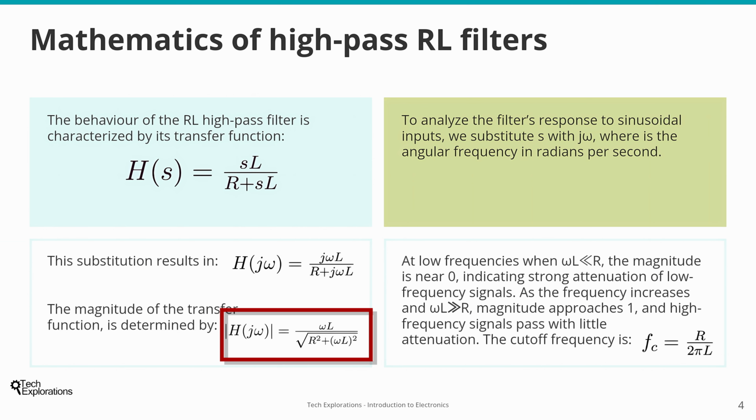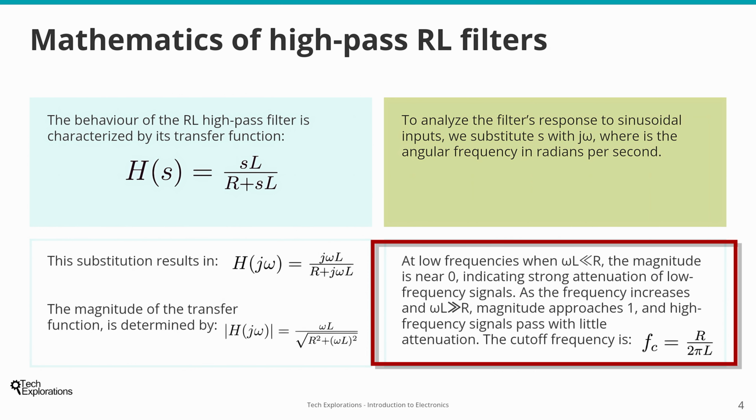At low frequencies, when ωL is much smaller than R, the magnitude is nearly zero, and that indicates strong attenuation of low frequency signals. As the frequency increases and ωL becomes much larger than R, then the magnitude approaches 1, meaning the high frequency signals pass with little attenuation.